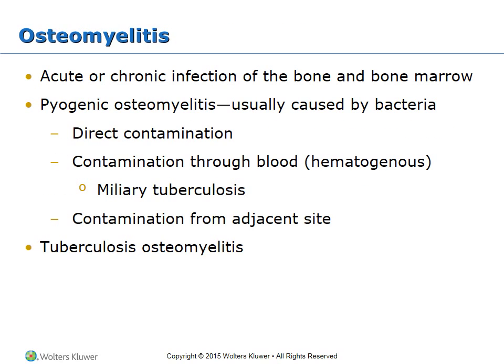Another issue that we can deal with our patients being admitted to the hospital is osteomyelitis. Osteomyelitis is an acute or chronic infection of the bone or even the bone marrow, and it's broken down into different types. But what I want us to realize is we really have to treat whatever the problem is. So if it's a bacteria, this may be through direct contamination, we need to get them some antibiotics.